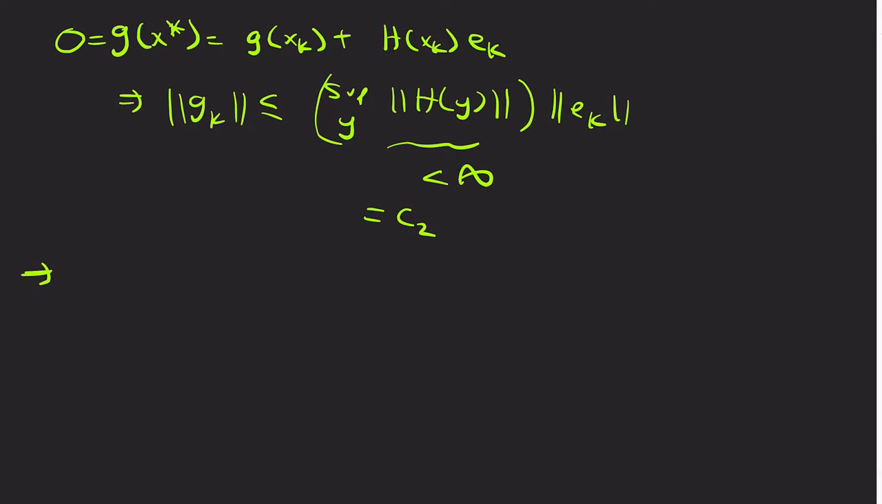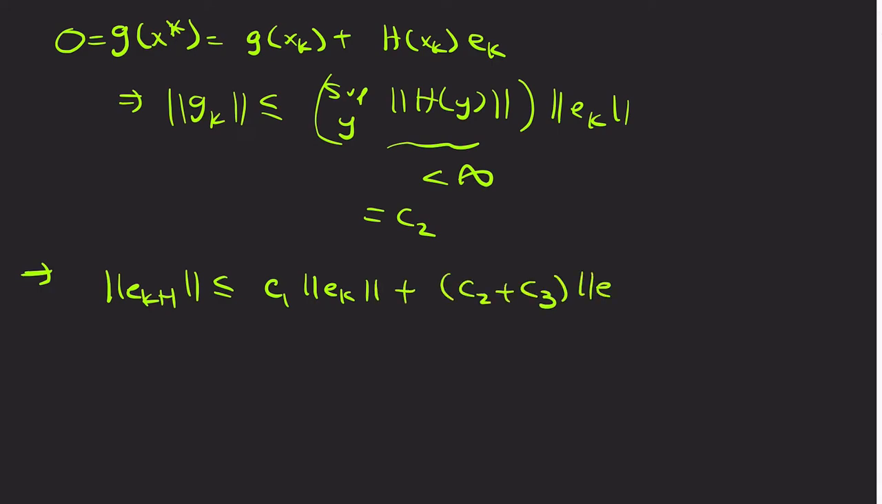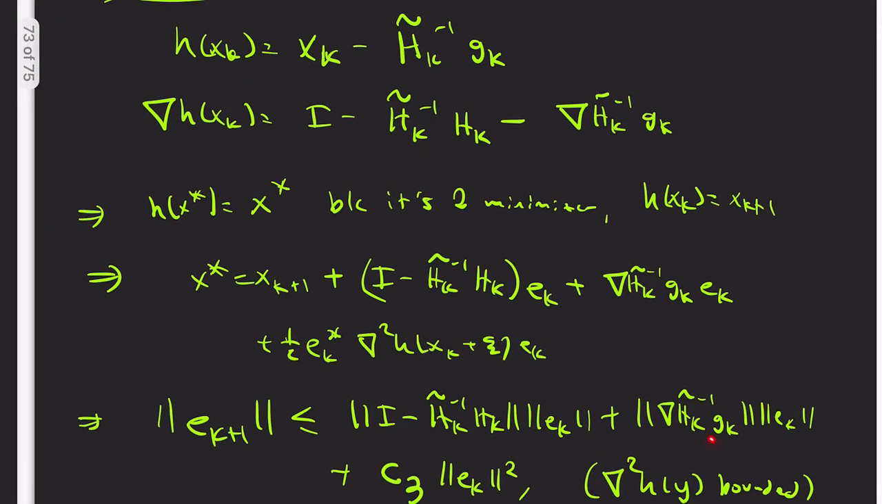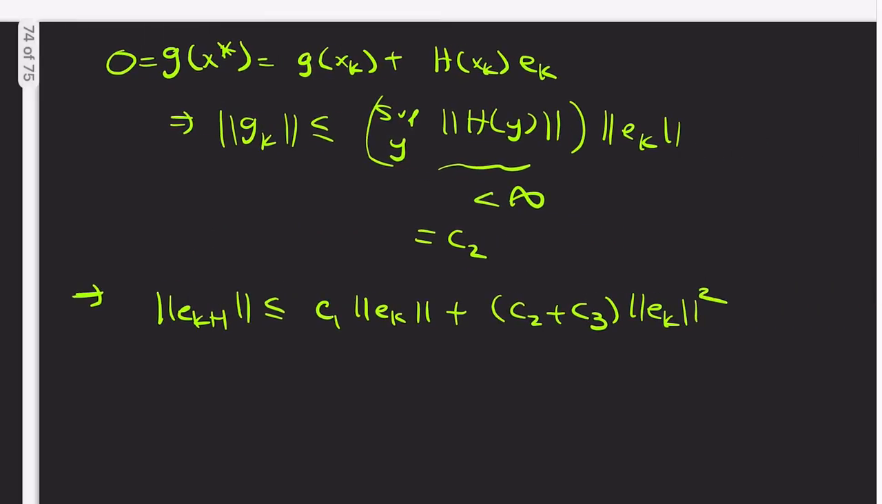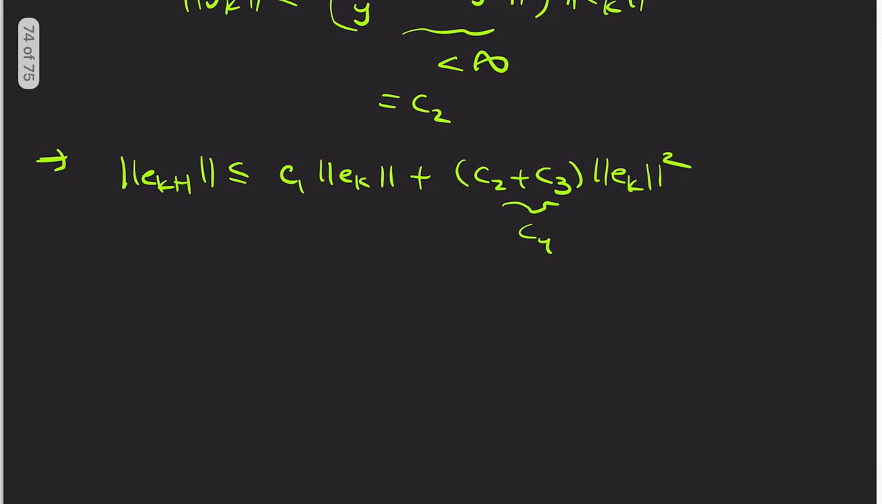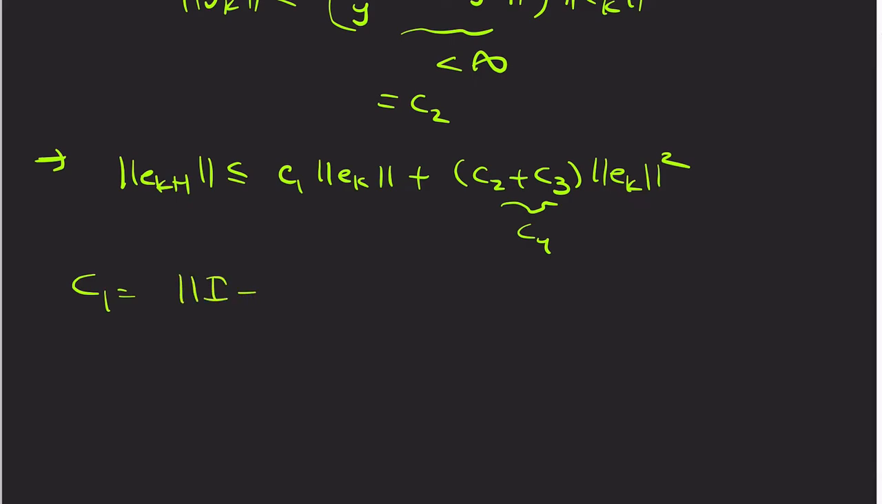And so in total, I have that ek plus 1 is less than or equal to C1 ek plus C2 plus C3 ek squared. Why ek squared? Because I pulled this gk, I pulled the ek out, that becomes ek squared, and I combine the two terms. So let's just call that C4. And now let's look at our analysis. So let's look at a few cases. Oh, sorry. C1 is the identity minus hk tilde inverse hk.